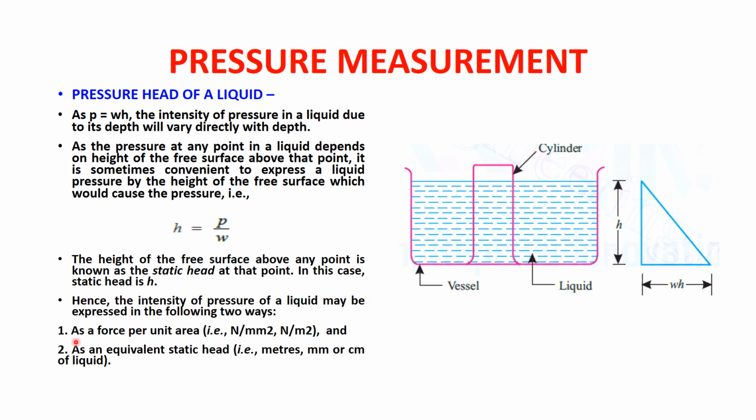First, pressure is force per unit area, so it is Newton per mm square or Newton per meter square, or as an equivalent static head, that is meters, mm, centimeter, etc. So at this point we are concluding that we can measure the pressure either in terms of pressure intensity, or we can measure the pressure exerted with the help of the static head, that is the height.